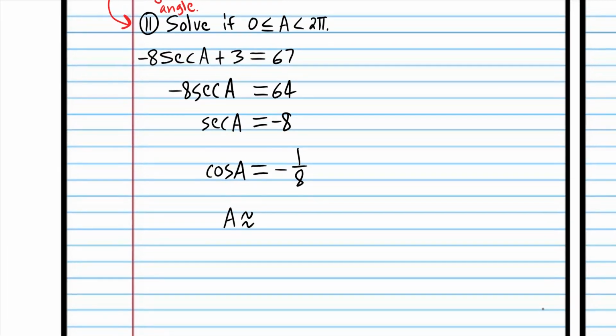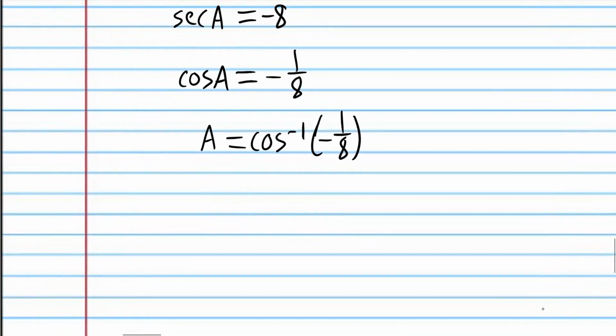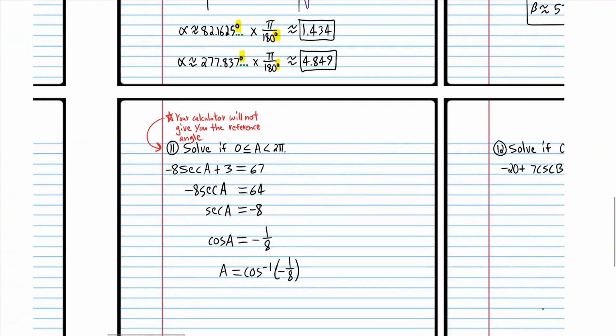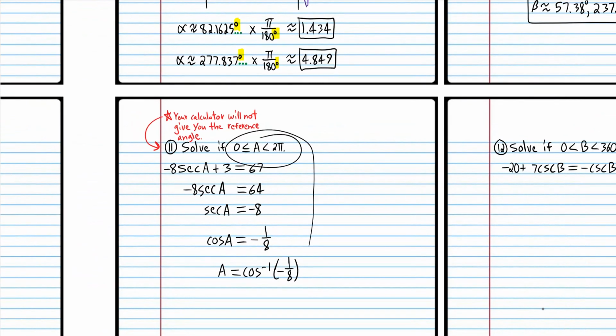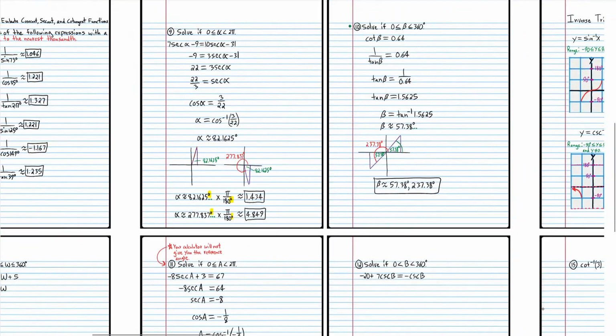So A is approximately equal to cosine inverse. Actually, it's exactly equal to cosine inverse of -1/8. So now we can go to the calculator. And notice that we want our solution in radians, so we're going to have to keep that in mind.